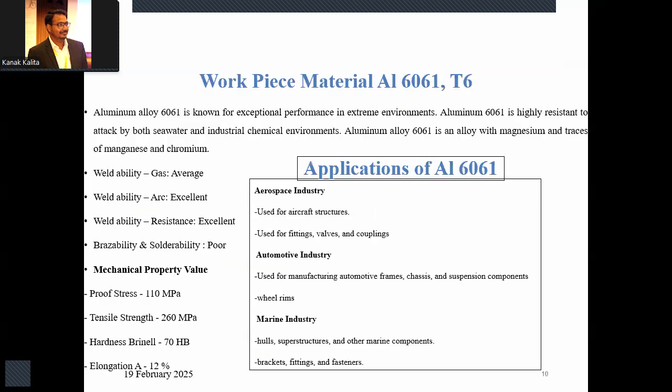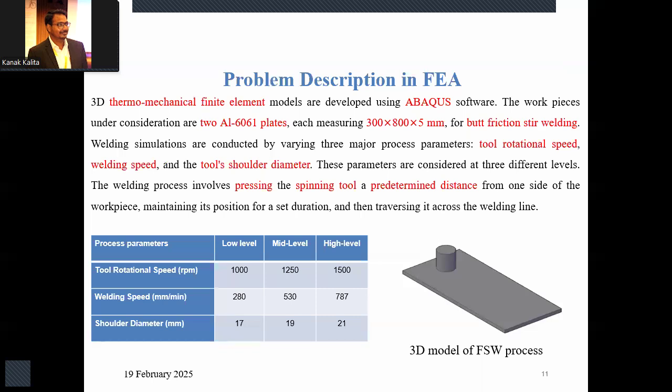So for this analysis, we chose the workpiece as aluminum 6061-T6 because this finds a lot of applications in the aircraft industry and in the automotive industry. So we felt that the analysis that we do would be very important for different kinds of industries. Now, this is the problem description.